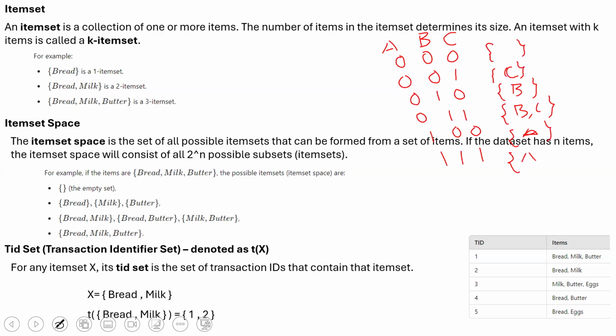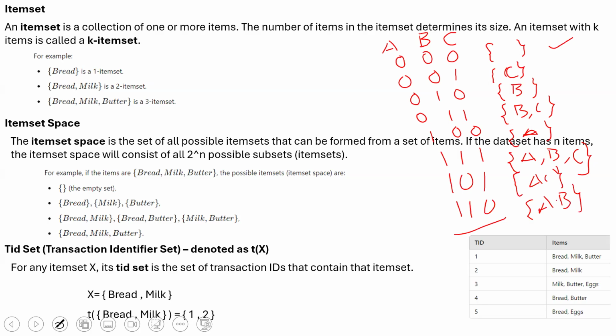Here ABC is also chosen. So item set space is nothing but the total possible item sets that can be formed by the set of items that are given. So here with three items, we can form eight combinations, including the empty set, right? Here 100 is there, 101 is there, 110 will also be there. So this would be AC, this would be AC and this is AB. So these are the different combinations that we can create from the items that we do have, right?